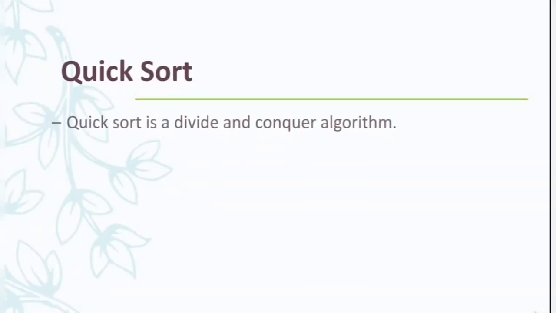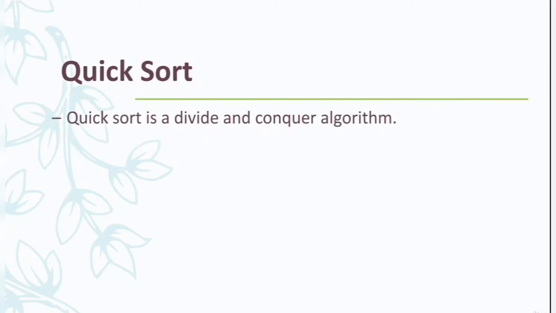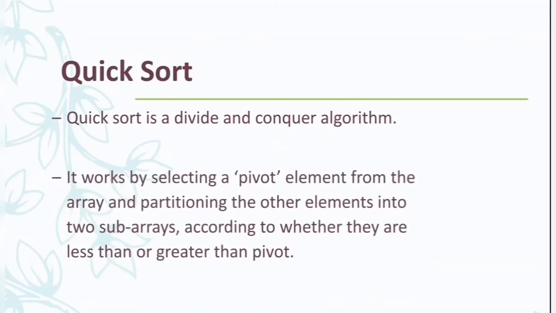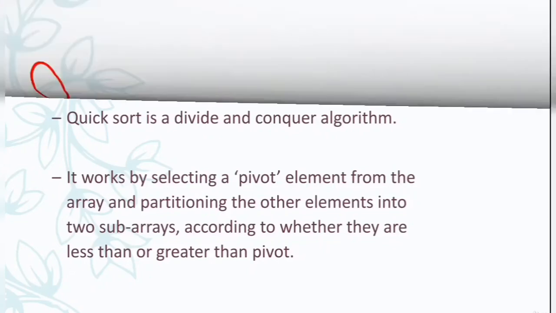So let's move ahead to the quick sort. So what is a quick sort? Quick sort is basically a divide and conquer algorithm. It works by selecting a pivot element from the array and partitioning the other elements into two subarrays according to whether they are less than or greater than the pivot. So let's see the quick sort with an example.